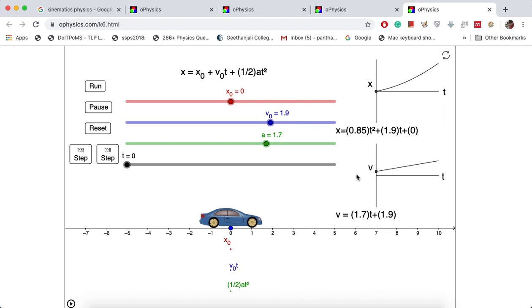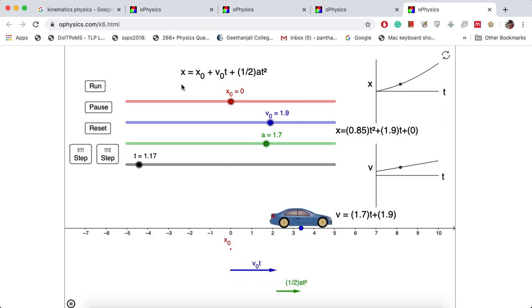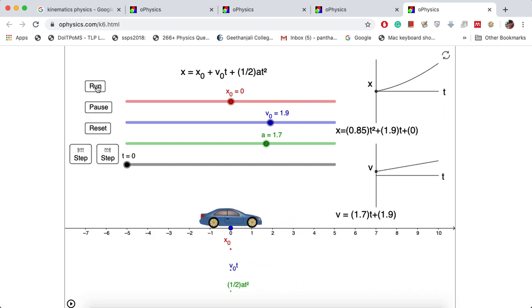So when the acceleration is constant, the velocity increases linearly, a straight line. Now coming to the distance, how the distance is varying: it is a parabolic path, because from the relation you can see here that x is related to t square.